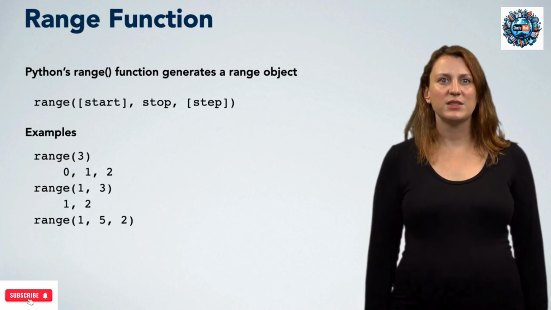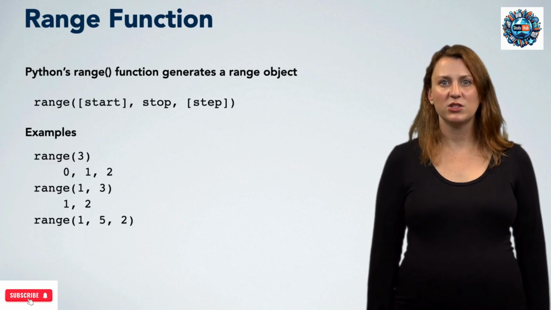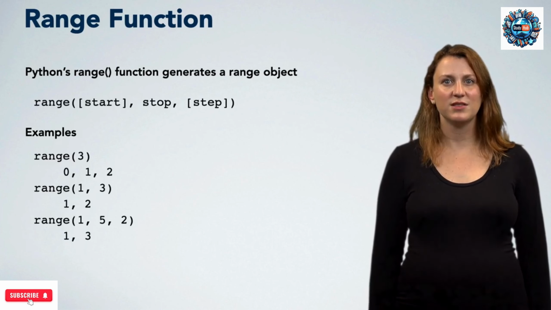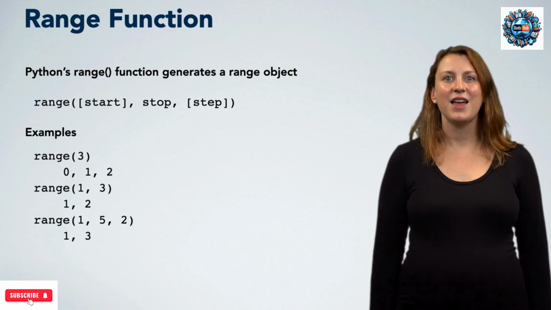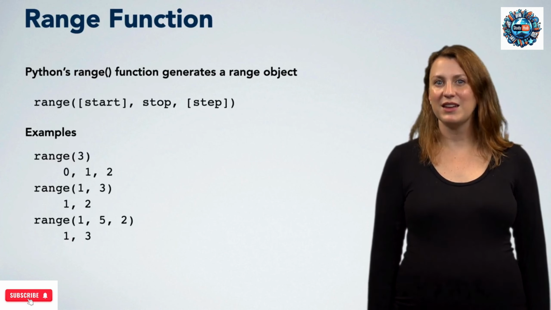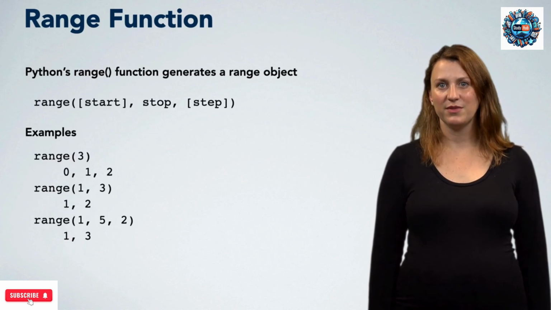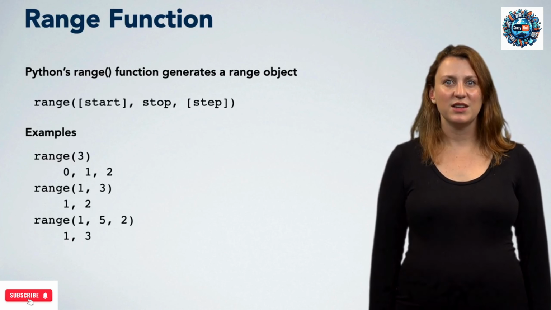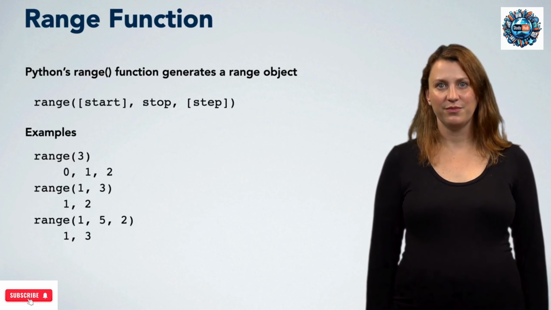Here's an example where we supply a value for step. So we start counting at 1, stop counting at 5, and step by 2 each time. So we start at 1, step by 2, count 3, and the next thing we would step is 5, but that isn't less than 5, so we stop. And our range object contains the values 1 and 3.